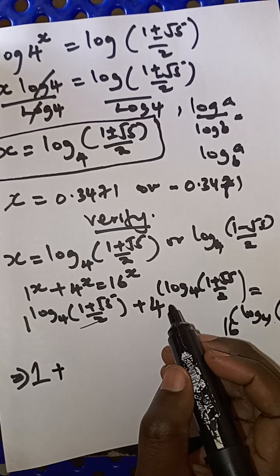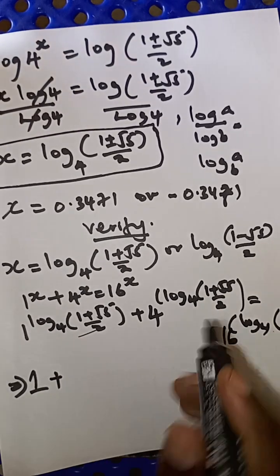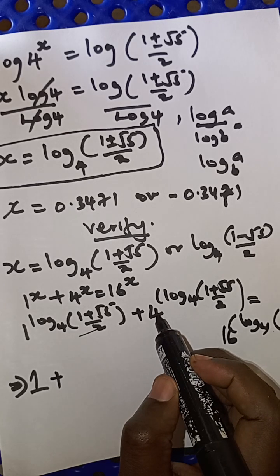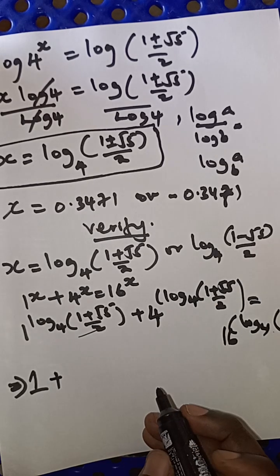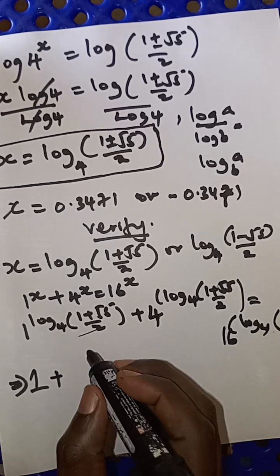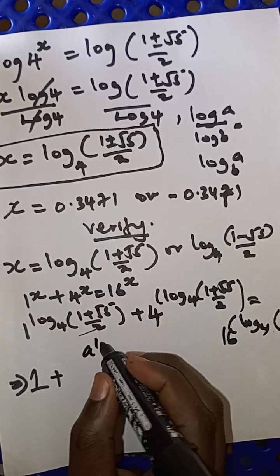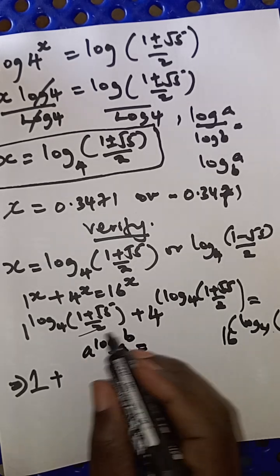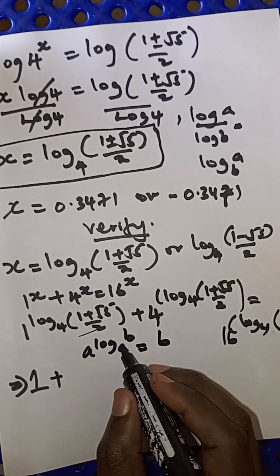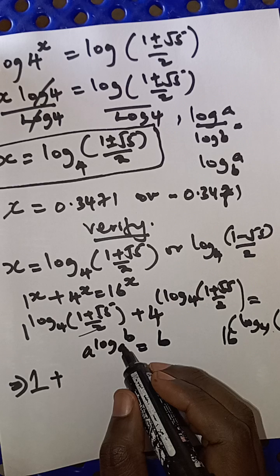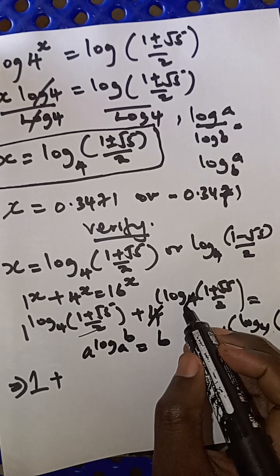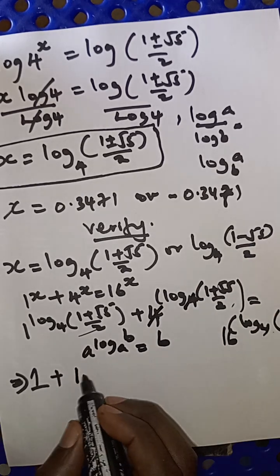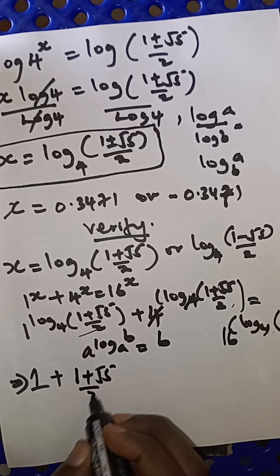Plus, if you look at this, the base is 4 and the base is 4. And recall that wherever you have a raised to the log of b base a, this now changes to b, since the base and the base are equal. So at this other part, I'm going to remain with (1 plus root 5) over 2.